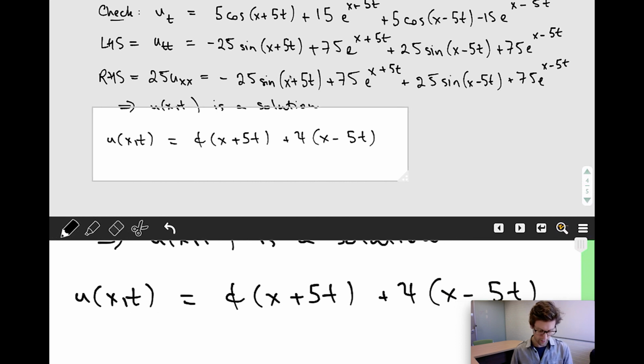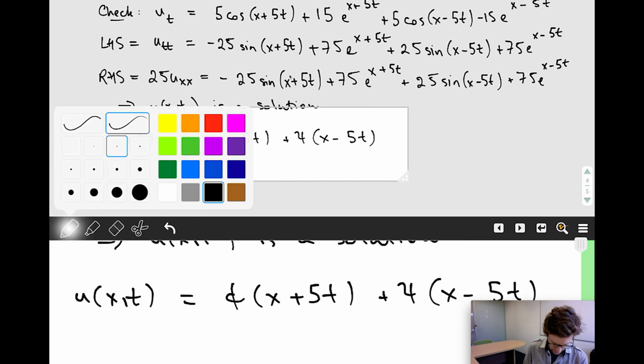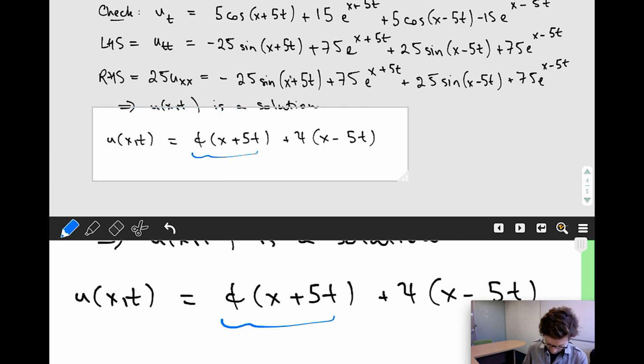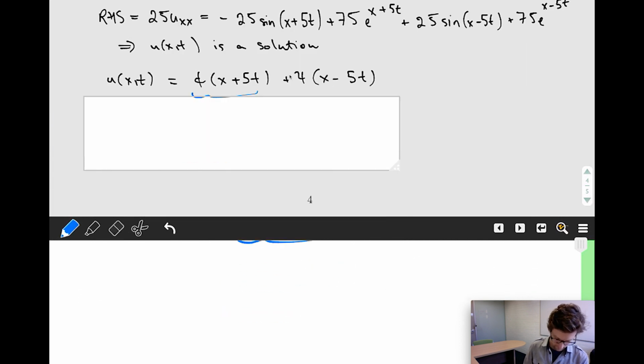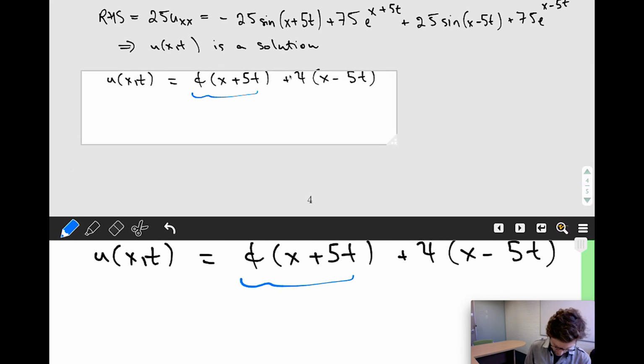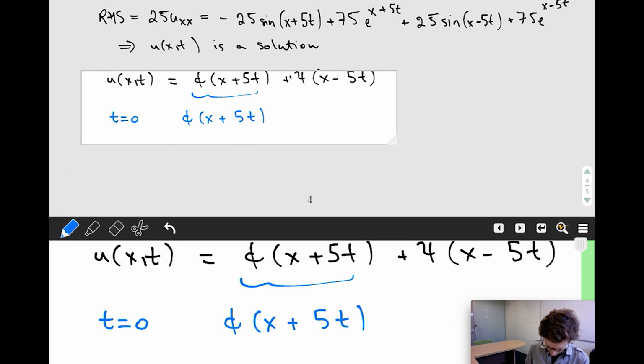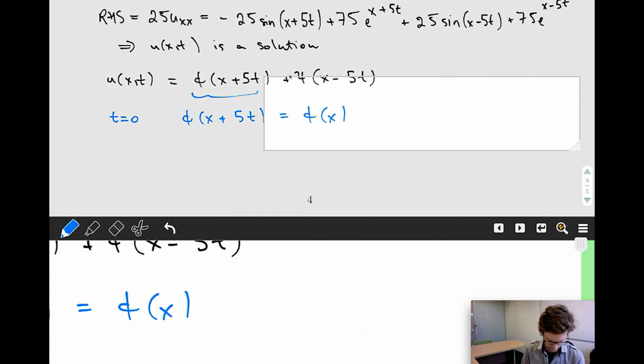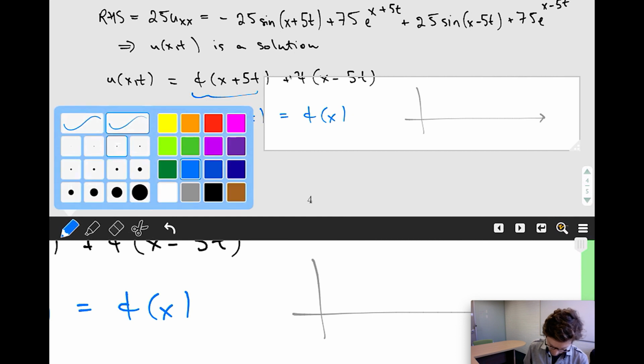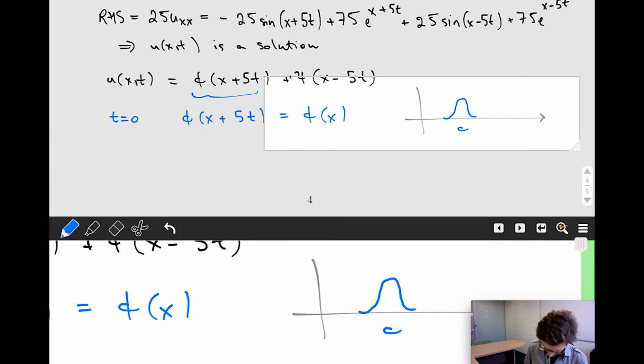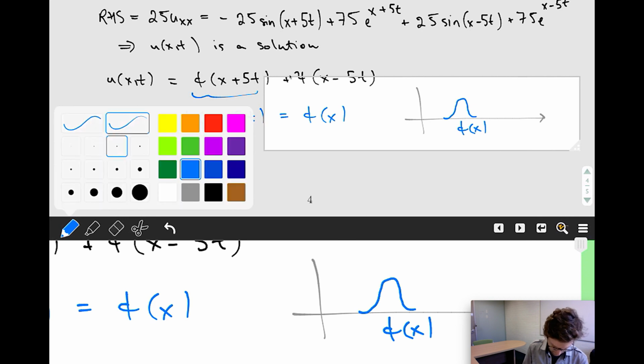So let's look at the first part. We saw that this was phi. When t is equal to 0, phi of x plus 5t is just equal to phi of x. So that was one of our initial conditions, right? So I have some distribution with time. So let's sketch distribution with space. Let's say phi of x looks something like this. And this is when t is equal to 0.